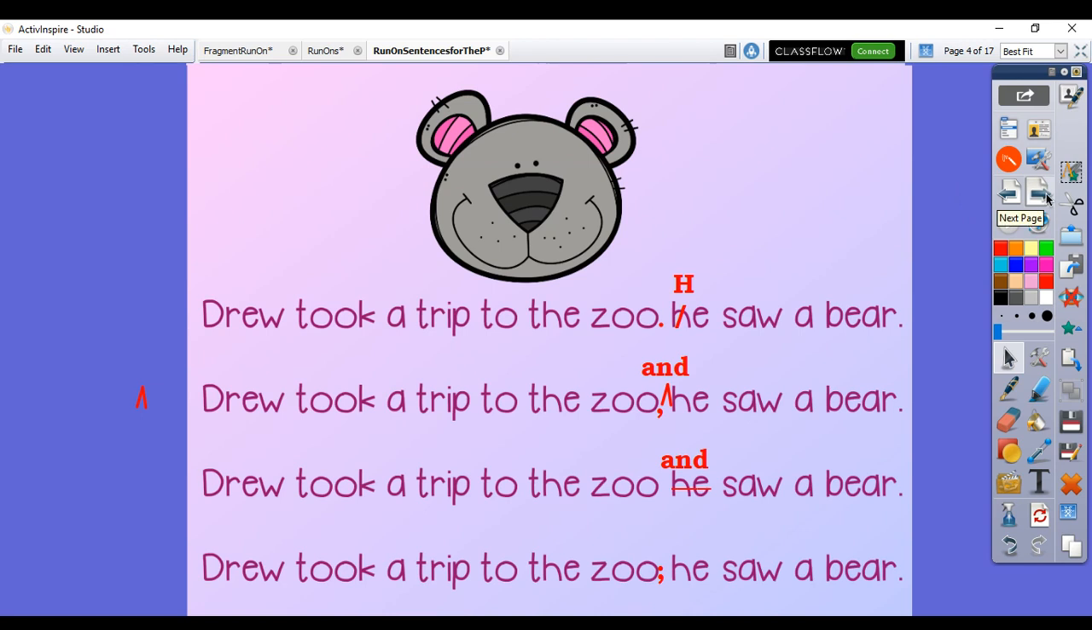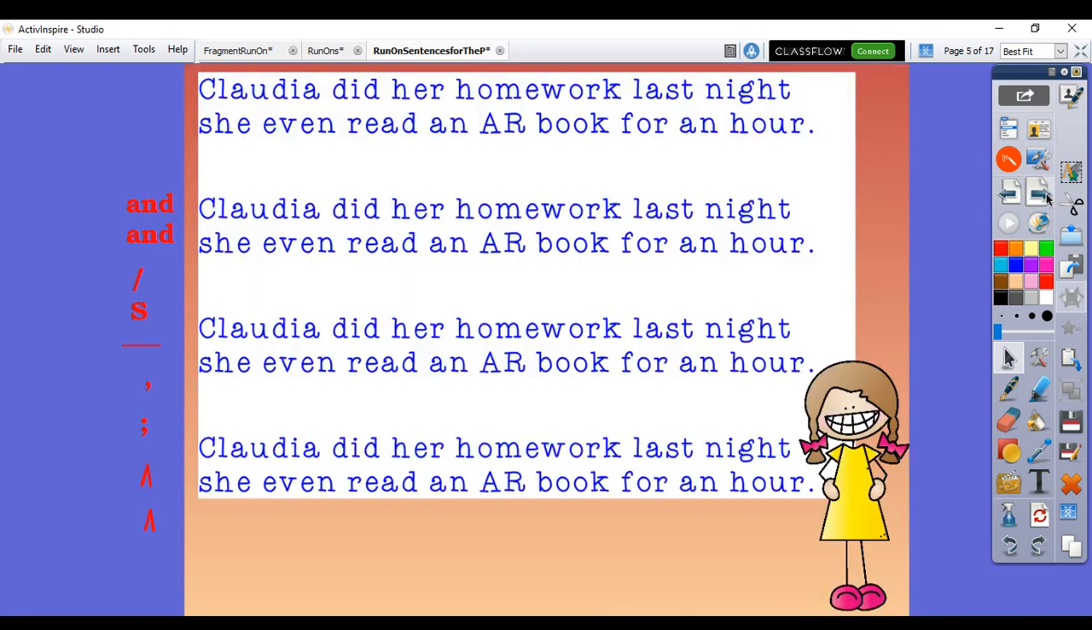All right, let's do another one together. This time, if you want to get a piece of paper and a pencil, you can write down the sentences while you pause the video. Go ahead and try to correct them in the 4 different ways. And then when you're all done, you can check back and we're going to go through the 4 ways to repair a run-on sentence.